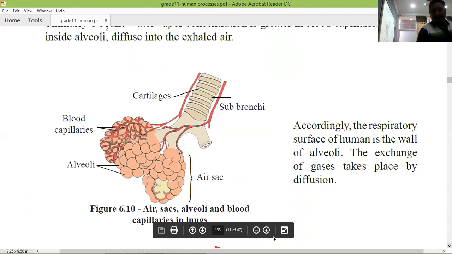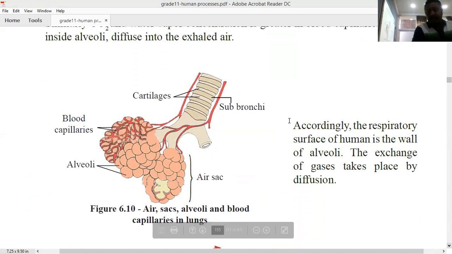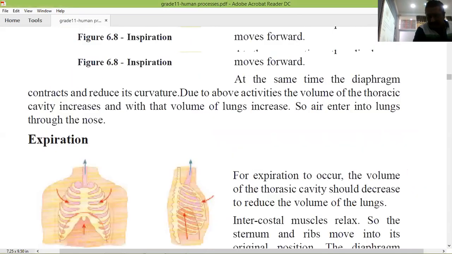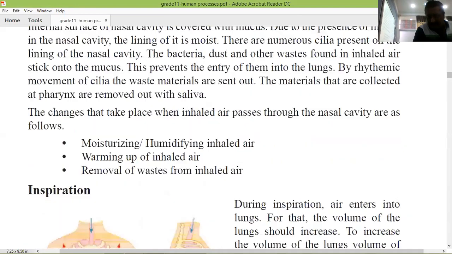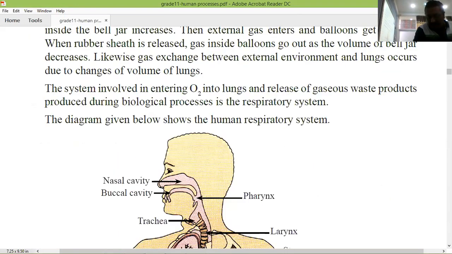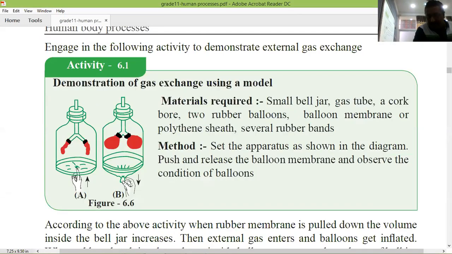Look at this diagram in the text. One second. I'll show you another before learning this process. It is an active model, which we made in grade 7.